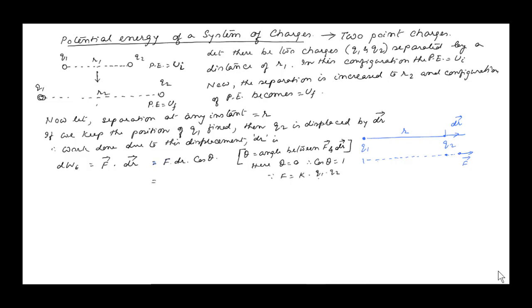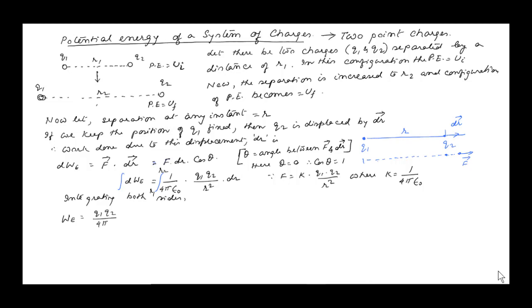So F is equal to, as we know, K into Q1 Q2 by R square, where K is 1 by 4 pi epsilon 0. If we put the value of F as 1 by 4 pi epsilon 0 Q1 Q2 by R square, and cos theta is 1, and integrating this, we get work done is equal to Q1 Q2 by 4 pi epsilon 0, which is constant and comes out of the integration, and after necessary integration we have r to the power minus 2 dr, with its value ranging from R1 to R2.